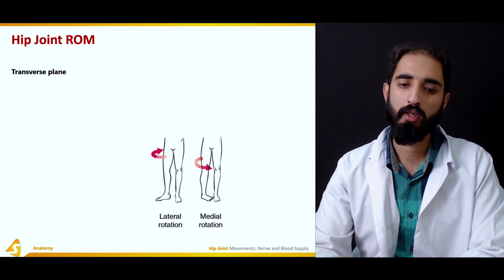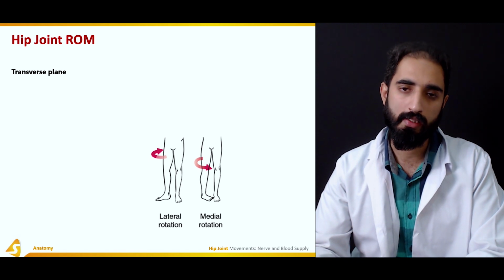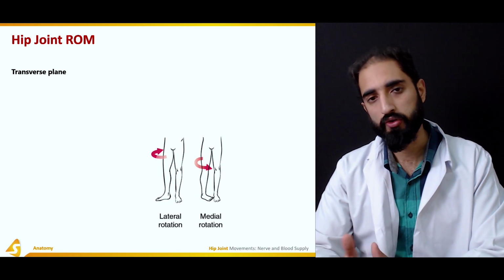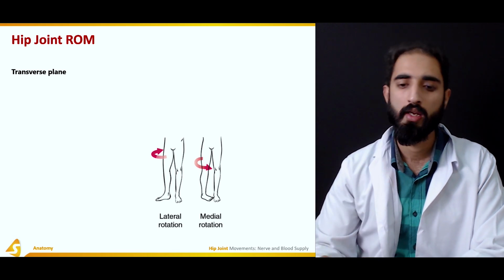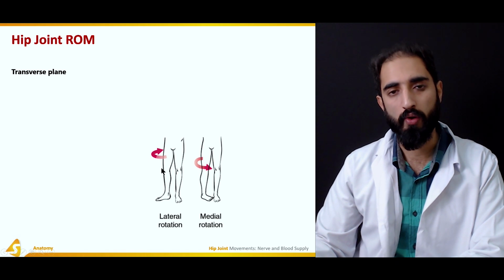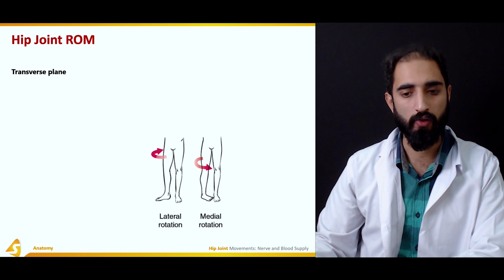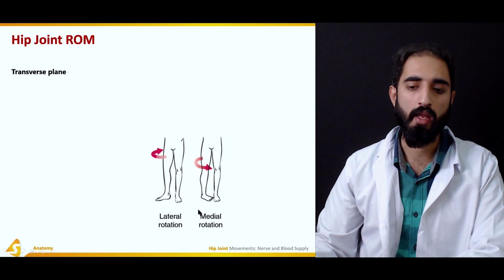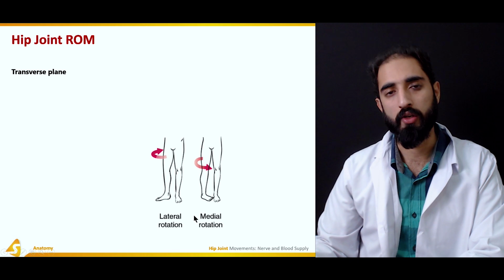Now, another range of motion that is possible at the hip joint is in the transverse plane, in the form of medial rotation and lateral rotation, also known as internal rotation and external rotation respectively. So if we move our leg outwards or our feet move outwards when we are in the standing position, then that is lateral rotation. And if we move our leg inwards or our feet move inwards in the standing position, that is known as medial rotation or internal rotation as well.